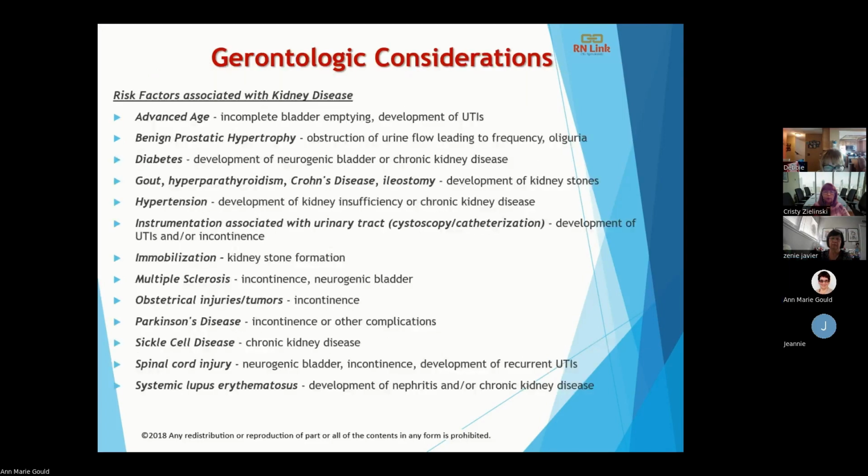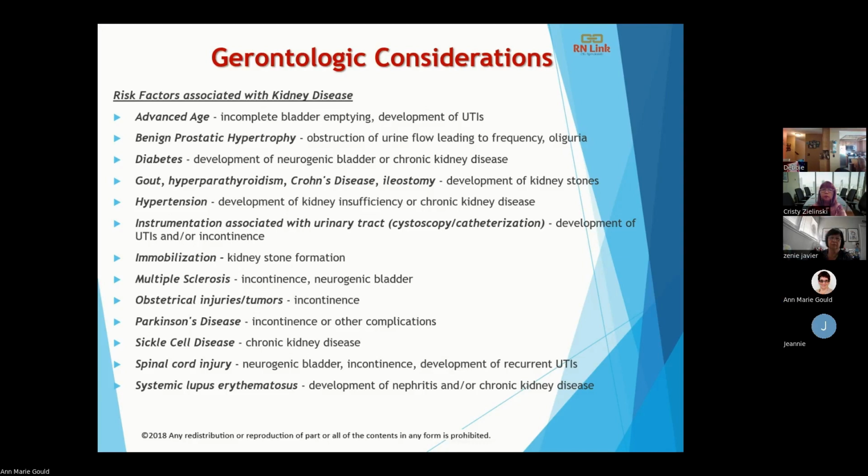So just a little brief note about gerontology. With older adults, there are a lot of considerations. You always have a lot of risk factors associated with kidney disease, and advanced age is always the biggest one, because a lot of older adults have incomplete bladder emptying. They can develop recurrent UTIs, and we see that on a regular basis in the hospital, where older adults come in with a recurrent UTI, for whatever organism that may be out there.